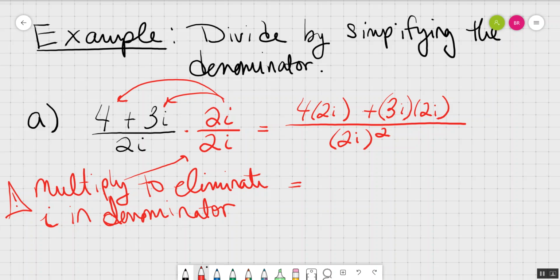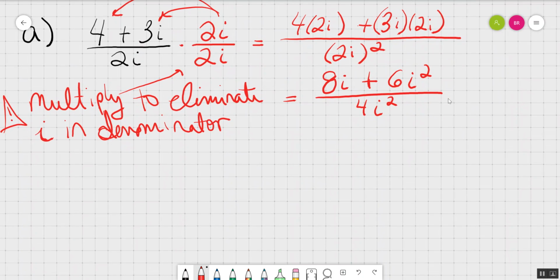So for that first term, 4 times 2 will give me 8i, plus 3 times 2 will give me a 6i squared, all over. Now in the denominator, I end up with 2 squared, which is 4, and i squared. And be careful, don't simplify yet. Things are going to get better, I promise.